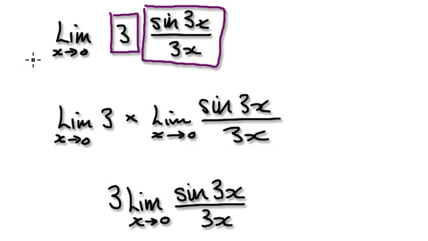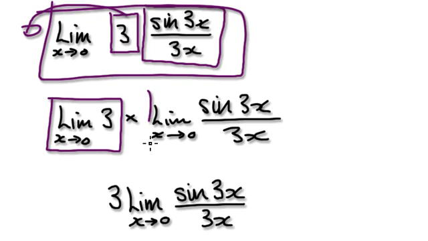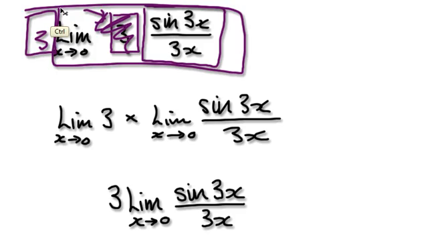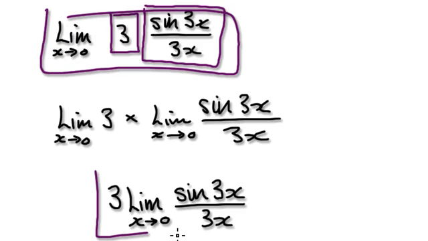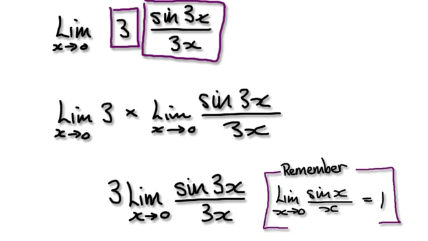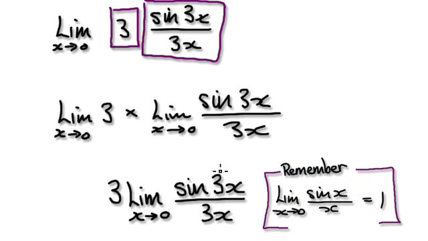Next time, we're just going to take the 3 out rather than visualizing it as a limit of 3 and then the limit of this here, because this is a constant, so you can just take it out. And then just concentrate on this thing here. Now remember this: whenever you have sine of x over x, when these two are the same, the limit as x approaches 0 equals 1.